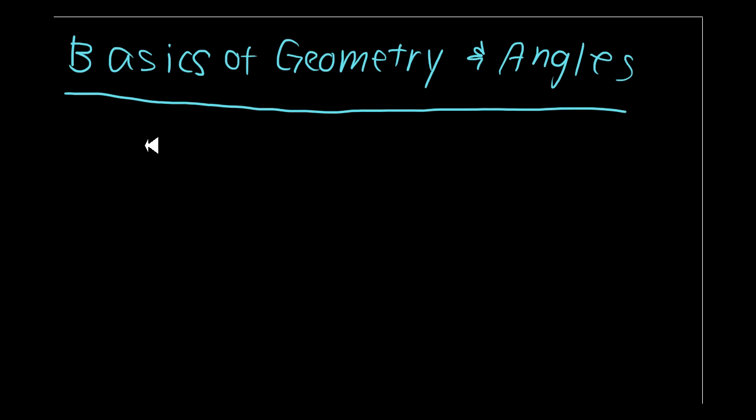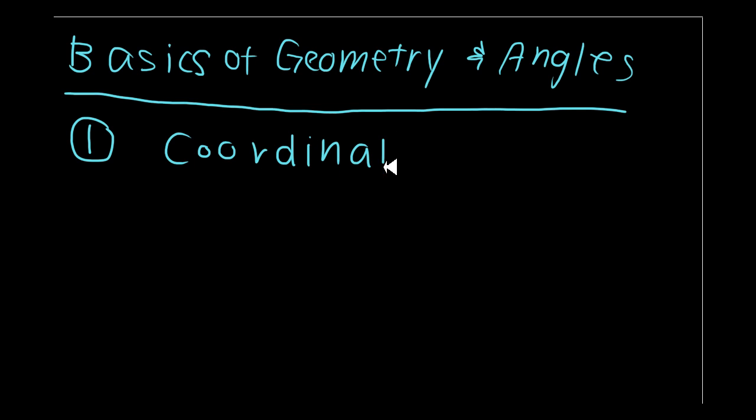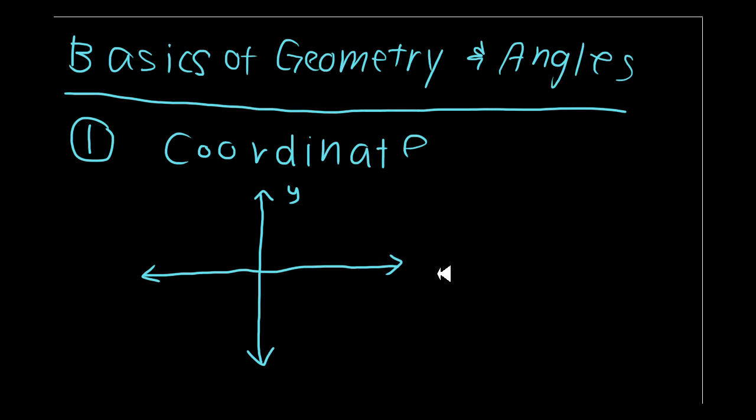So the first thing I'm going to tell you is a coordinate plane. Let me draw it out for you. A coordinate plane consists of a line where y is vertical and x is horizontal. Let me label it y and x. So it's a line of y and x, and this makes a coordinate plane.